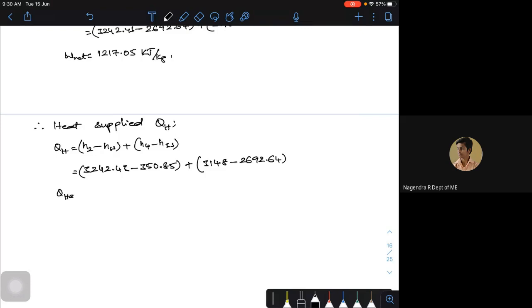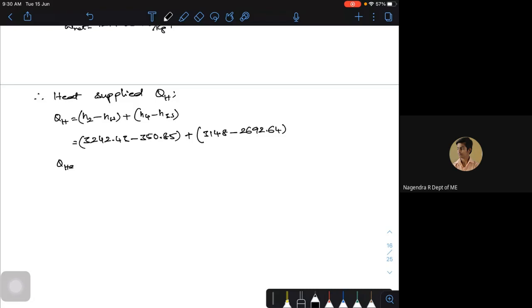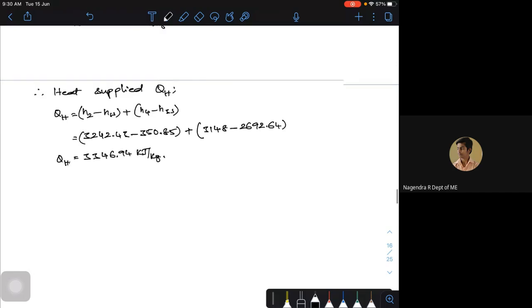Just tell me the value. 3242.43 minus 350.85, that is in the boiler. Then in the reheater, or superheater as we call it, if you do this, I am getting around 3346.94. Heat supplied is equal to 3346.94 kilojoules per kg.